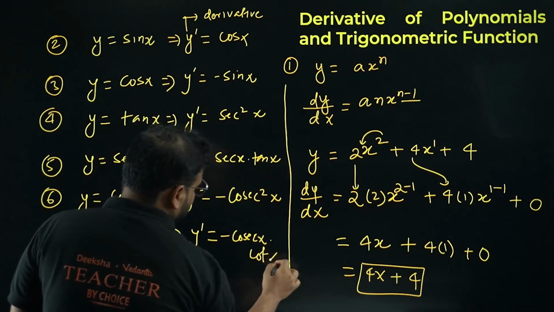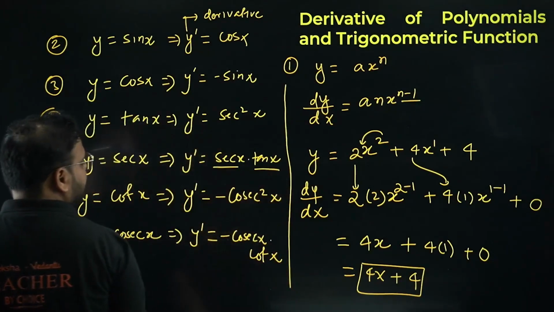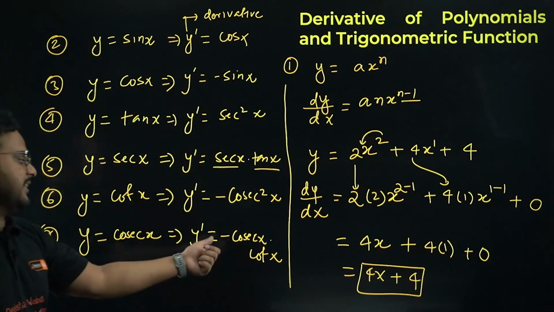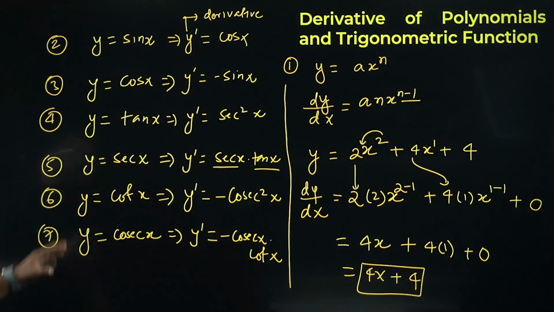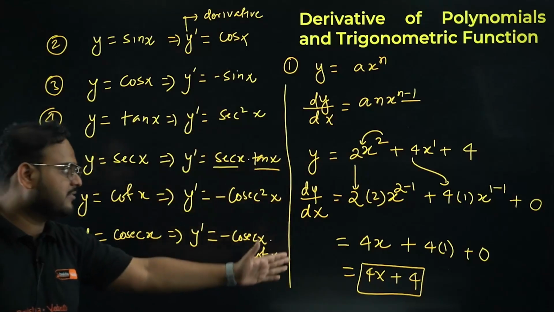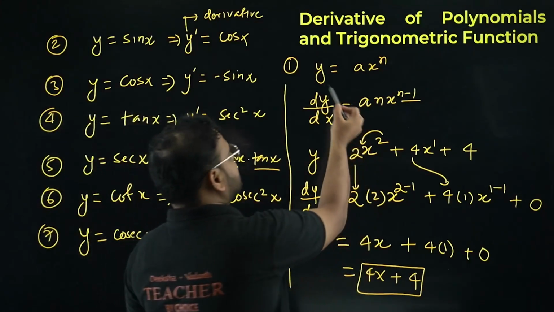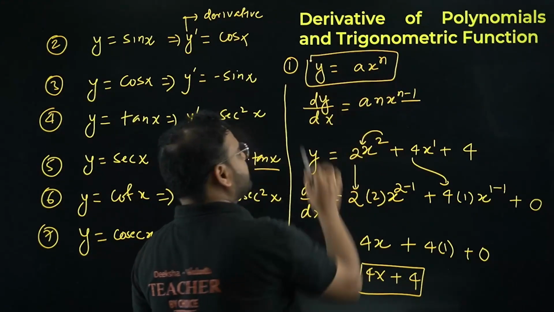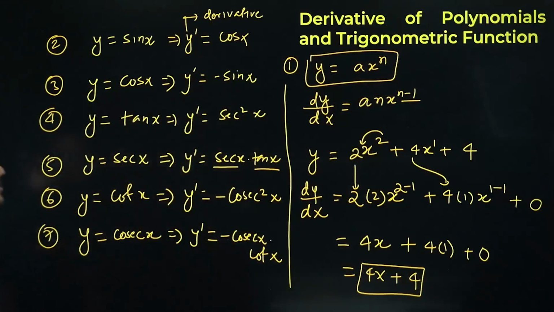Here we had sec tan, so it will become cosec cot, with a minus sign, of course. These are the formulas for trigonometric functions, and this is the formula for your polynomial function, which is very, very important. I hope this is clear.